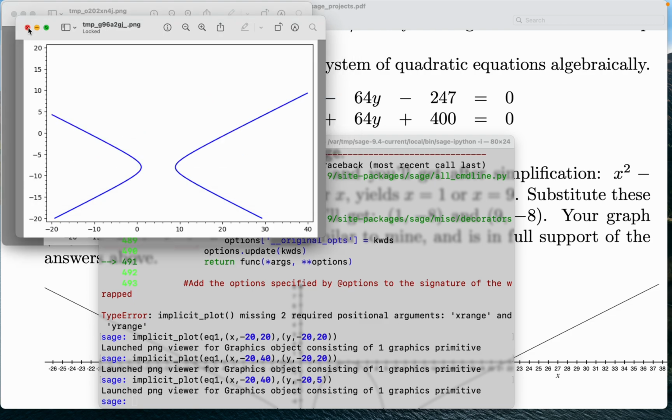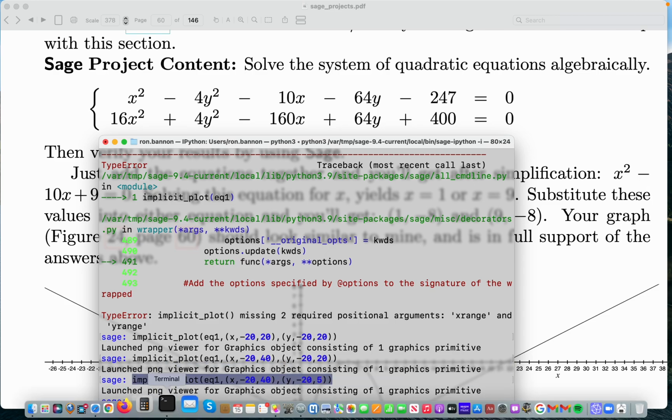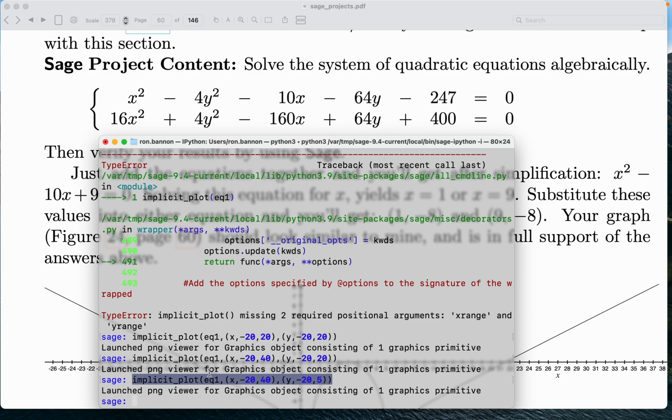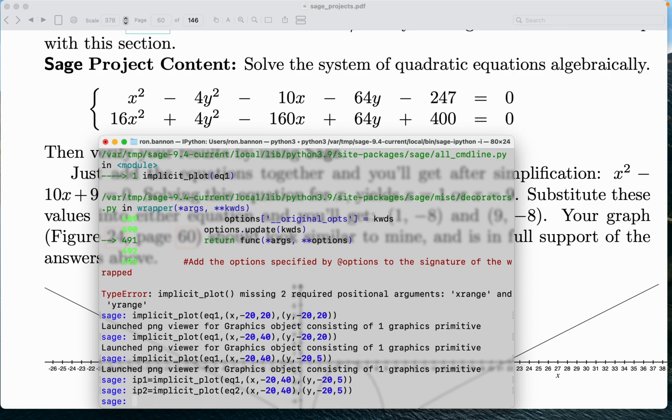So let me close out all those older pictures. And what I'm going to do now is I'm going to use this, and I'm going to store it somewhere. IP1 equals that. All right, now I'm going to do IP2 equals, I'm going to do a copy paste, but I don't want equation 1 on equation 2. All right, now I have two placeholders that are holding two images.